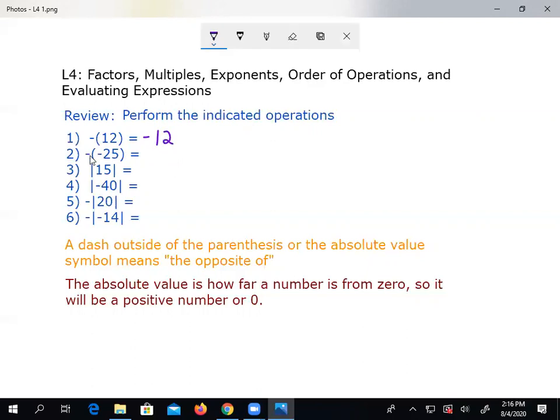Notice how we have a dash outside the parentheses again. This means to take the opposite of a negative 25. And the opposite of a negative 25 is therefore a positive 25.